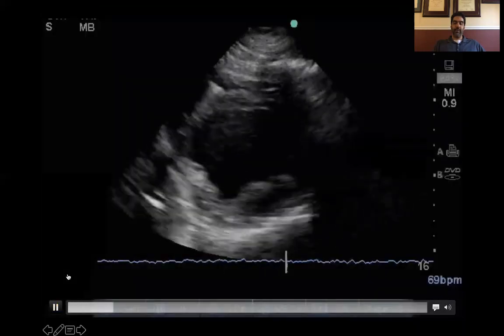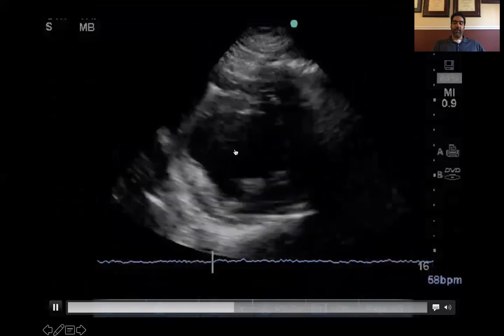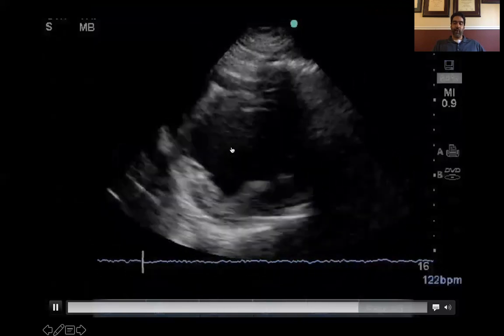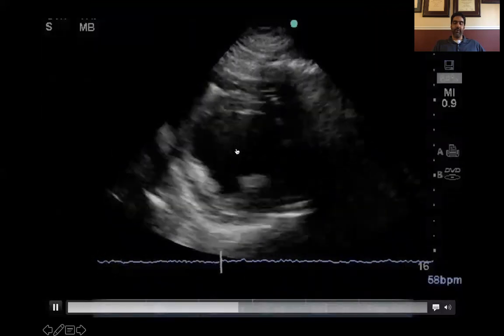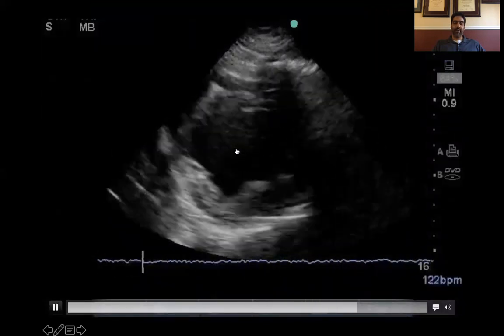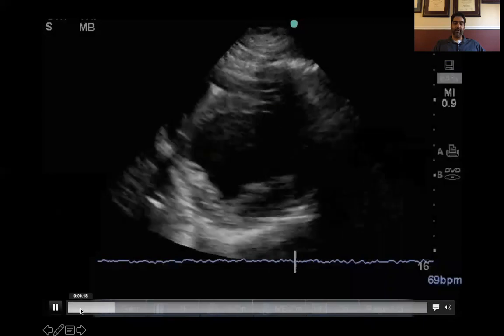Short axis view, same thing. If you put your finger in the middle there, those walls are not coming anywhere close to thickening and moving in towards your finger. Okay, so severe global LV dysfunction.